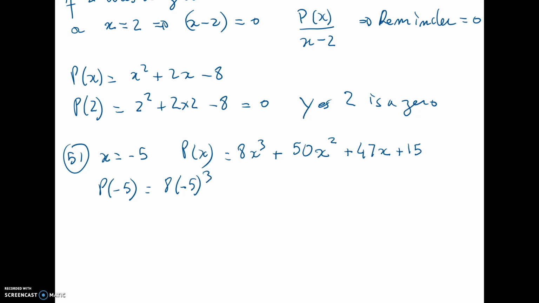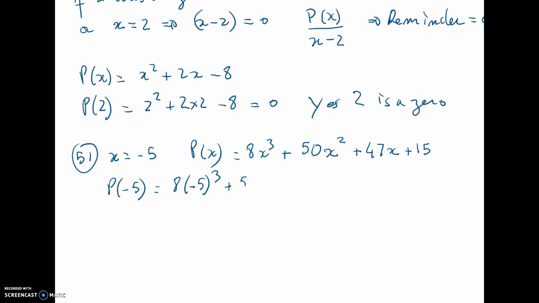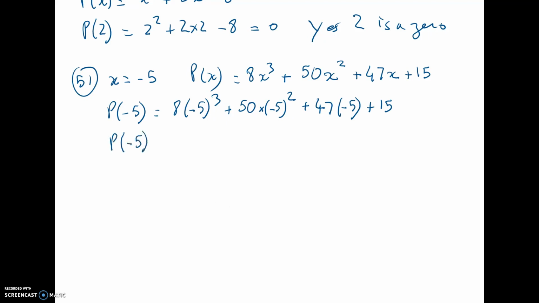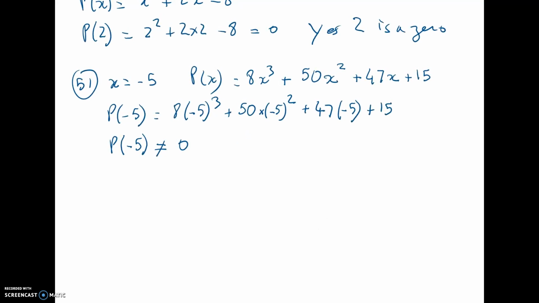Every time I'm dealing with a negative number, I put my negative number in between parentheses. Plus 50 multiplied by negative 5 squared plus 47 multiplied by negative 5 plus 15. I'll let you do the calculation. You are going to find that p of negative 5 is different than 0. So no, negative 5 is not a 0 of the polynomial p of x.